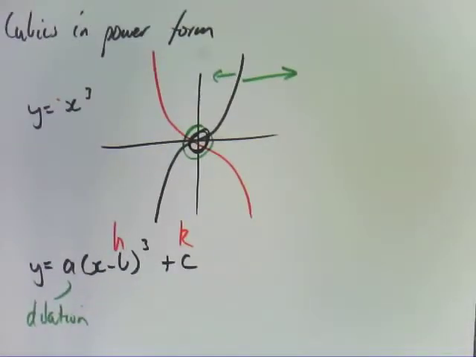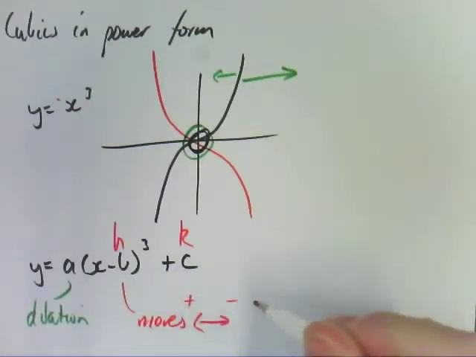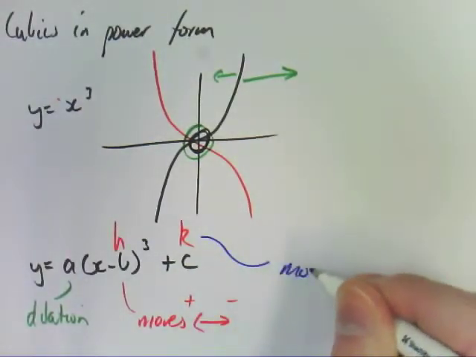This h moves the graph side to side depending on the sign. If it's moving it this way, it's a positive. If it's moving it this way, it's a negative. It's reversed. So when you pull that out of the brackets, you change the sign. We talked about that in a previous video. So if you are moving it towards the positive x, then h or b or whatever that value is going to be negative in the bracket. And k moves it up and down.